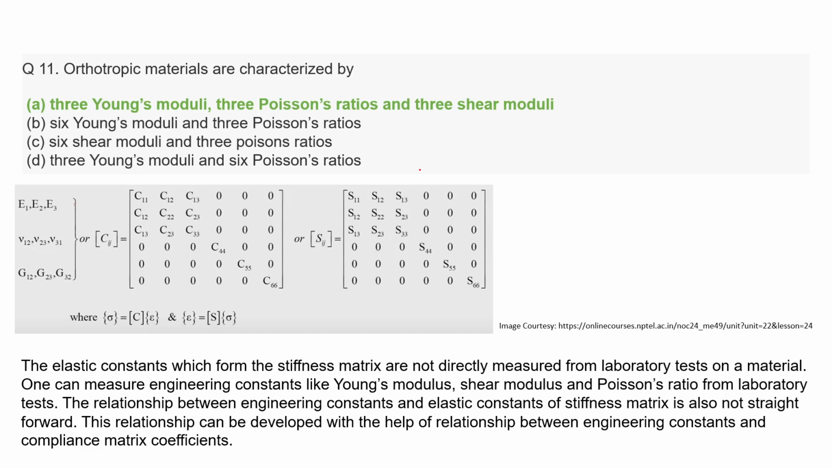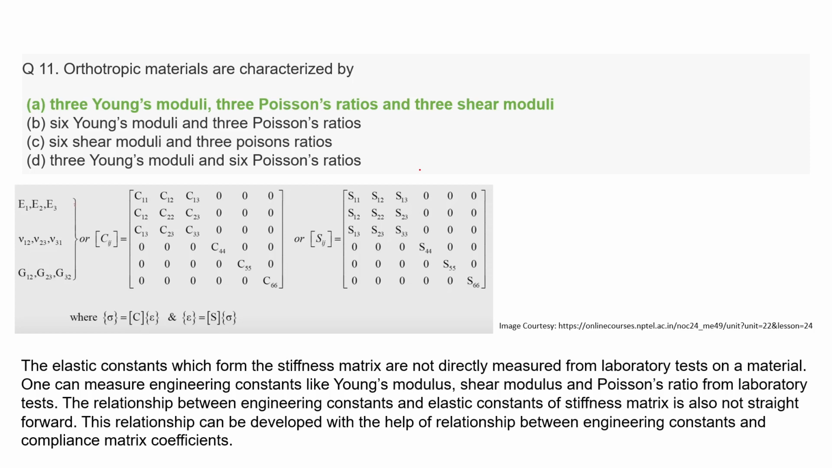The next question is question number 11. Orthotropic materials are characterized by: option A, 3 Young's moduli, 3 Poisson's ratios, and 3 shear moduli; option B, 6 Young's moduli and 3 Poisson's ratios; option C, 6 shear moduli and 3 Poisson's ratios; or option D, 3 Young's moduli and 6 Poisson's ratios.